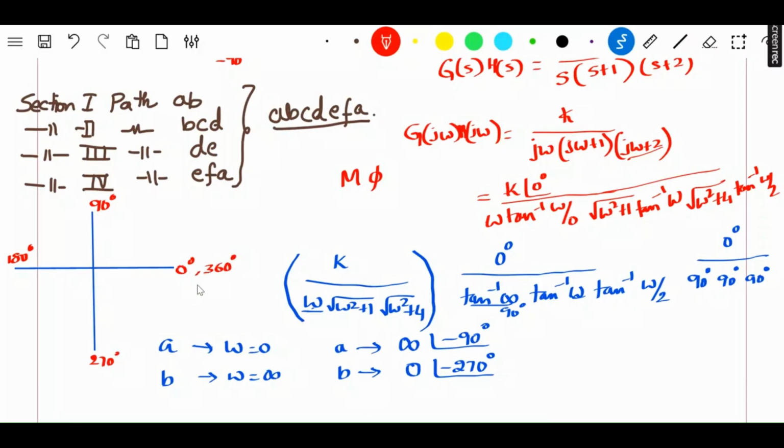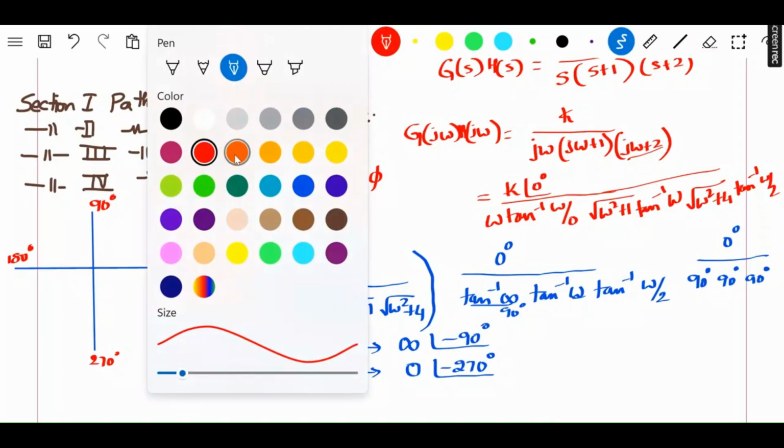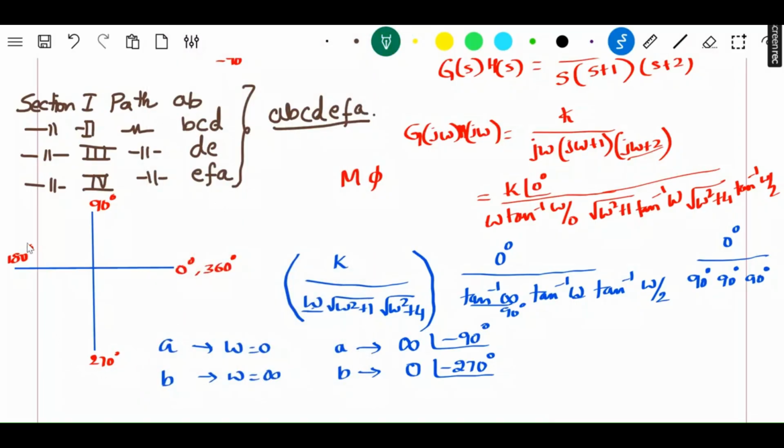Anti-clockwise will give you all positive angles. If I go in the clockwise direction, this is 0 degree, but in clockwise this becomes minus 90 degree, this becomes minus 180 degree, this becomes minus 270 degree, whereas this becomes minus 360 degree. So going anti-clockwise gives all positive angles, and going clockwise gives all negative angles.